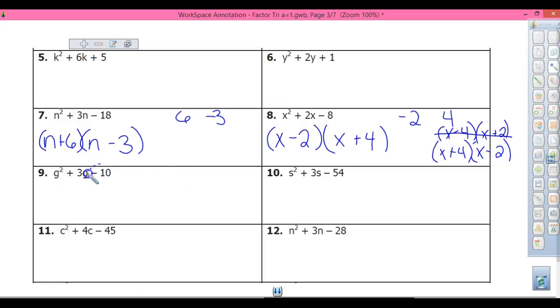Okay, time out. It's got to multiply to negative 10. So what are our options for 10? What can I multiply together to get to negative 10? 5 and 2. Okay, are those 3 apart? Yep. Which one do I make negative if I want a positive 3?